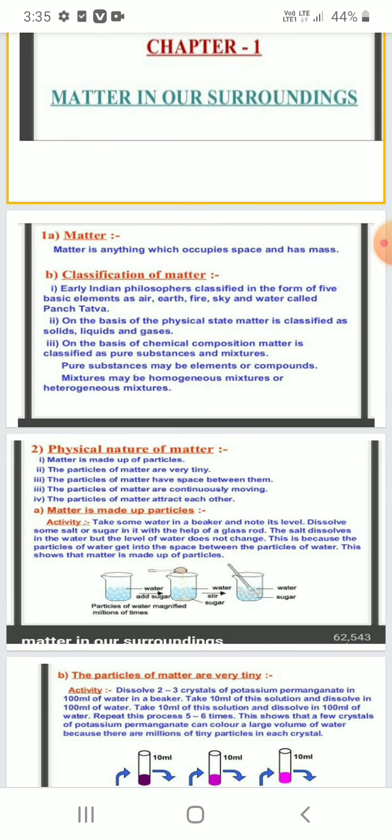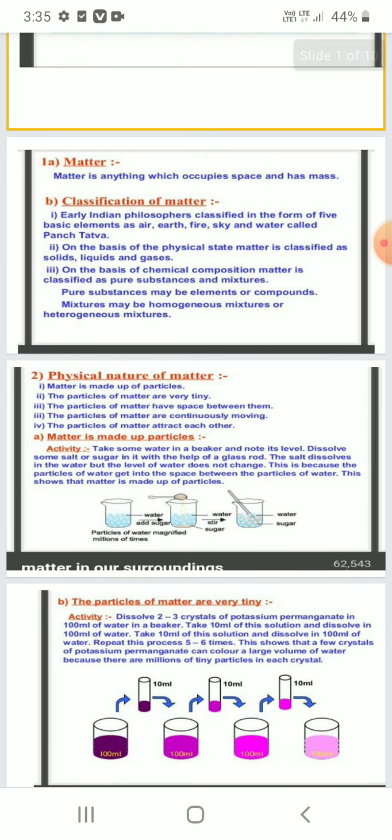How was matter classified in olden days? Early Indian philosophers classified matter in the form of five basic elements: air, earth, fire, sky, and water, called Panchatattva. They used to call it Panchatattva.